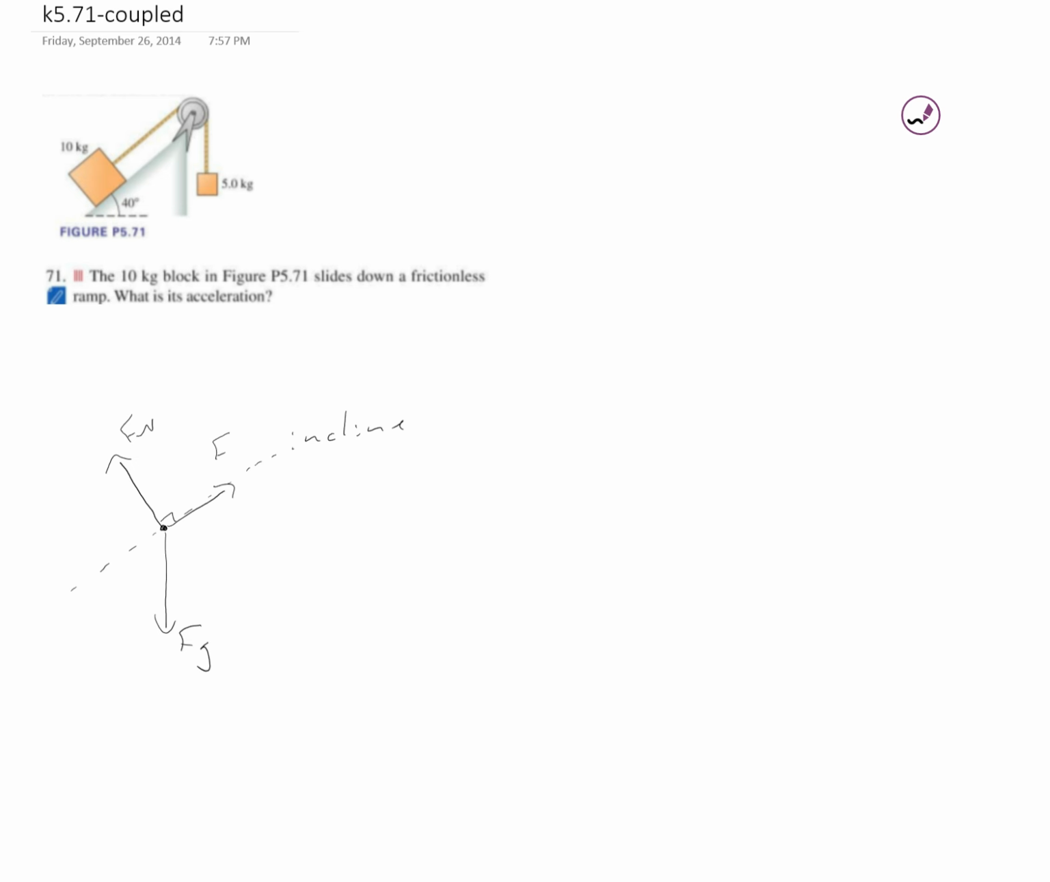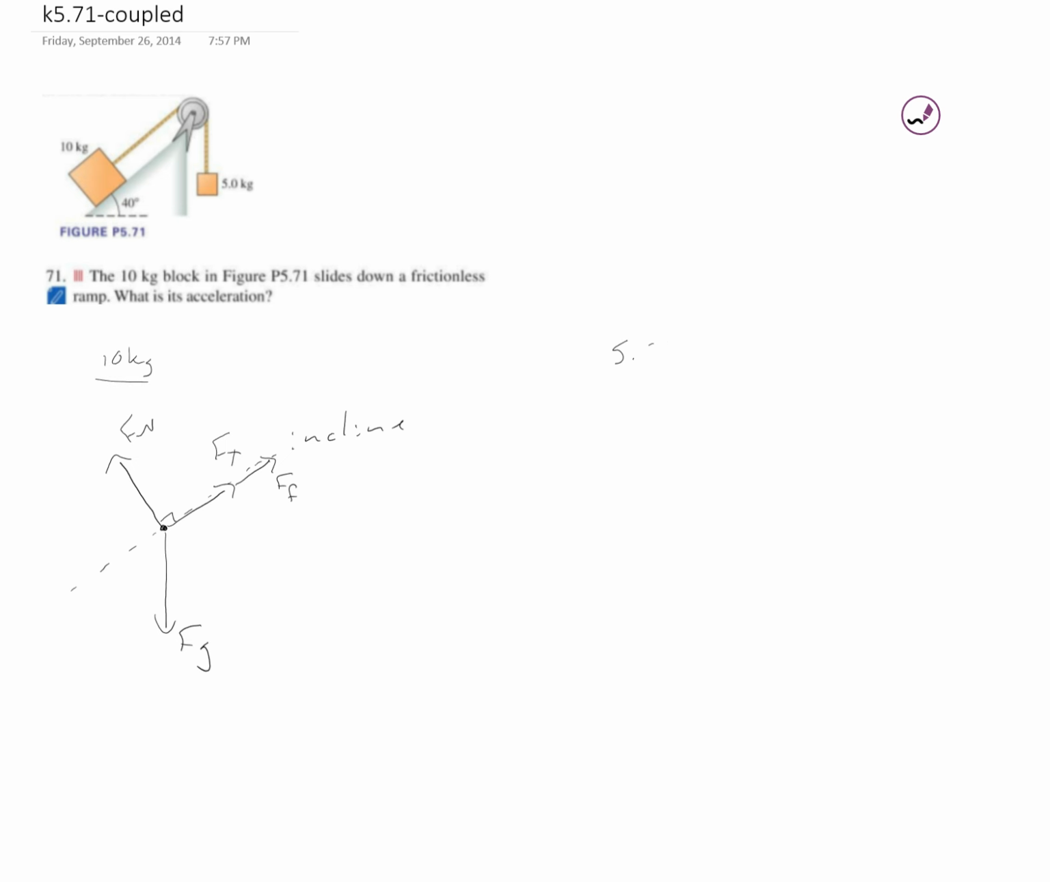Tension. And it says I'm told that the block is going to slide down the frictionless ramp, so that means my friction is going to oppose the slipping motion as I slide down the ramp. And that takes care of my 10 kilogram block.